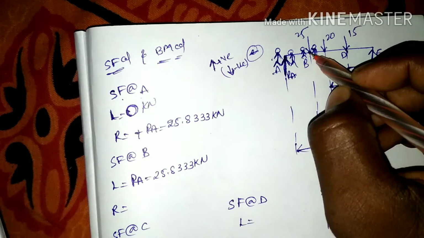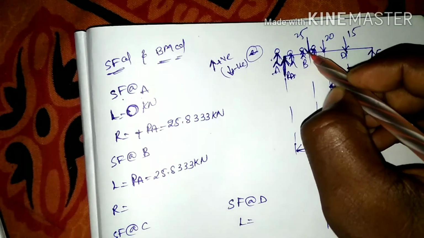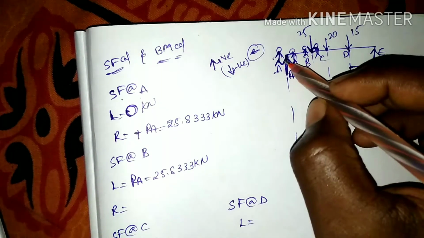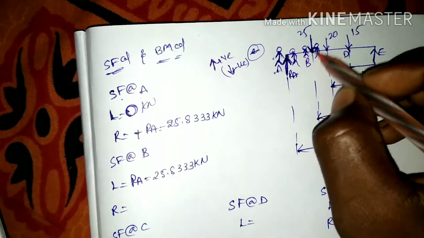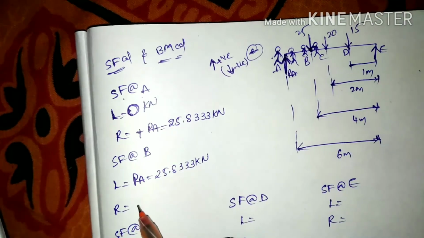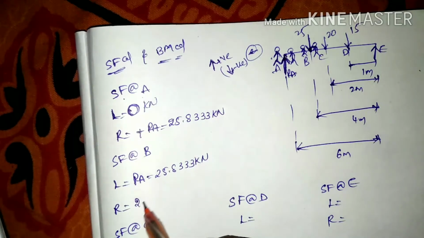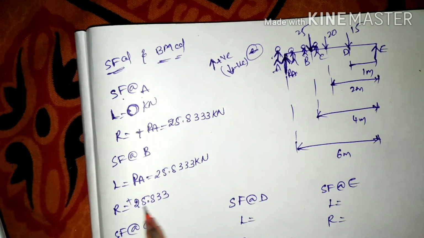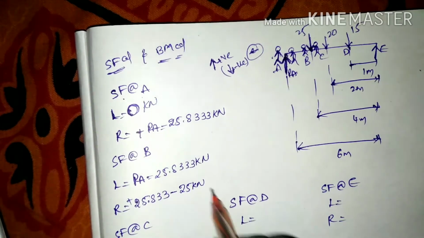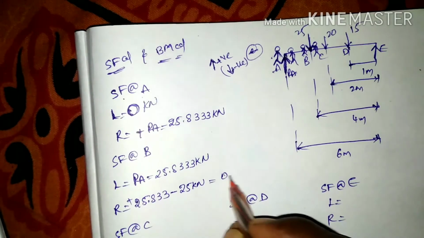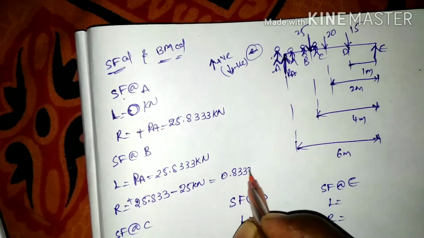For just right of the B, I am going to find a downward force also, which is acting on the beam. RA is in the upward direction and the load is in the downward direction, so we are having RA, 25.833, in the positive direction and minus 25 kilonewtons, that is going to be 0.8333 kilonewtons.